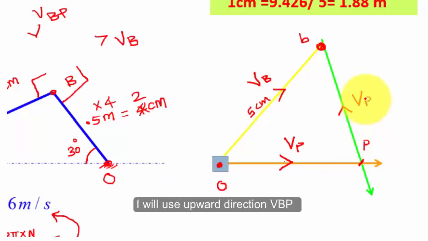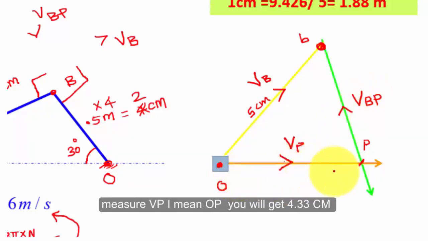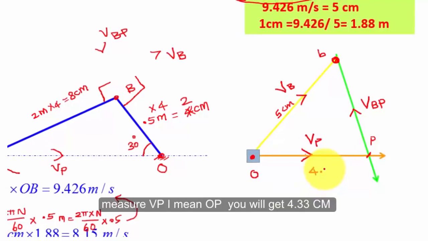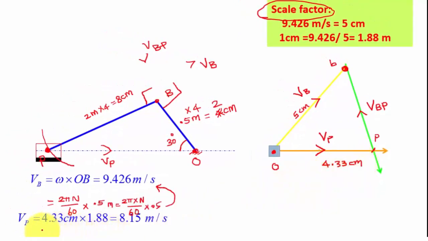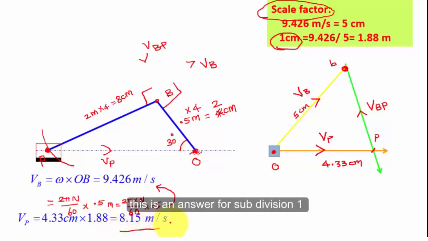V, B, B. Measure VB, I mean OB. You will get 4.33 centimeter. So VB equal to 4.33 centimeter. Again 1 centimeter equal to 1.88 meter. So 4.33 into 1.88, 8.15 meter per second. This is the answer for subdivision 1.